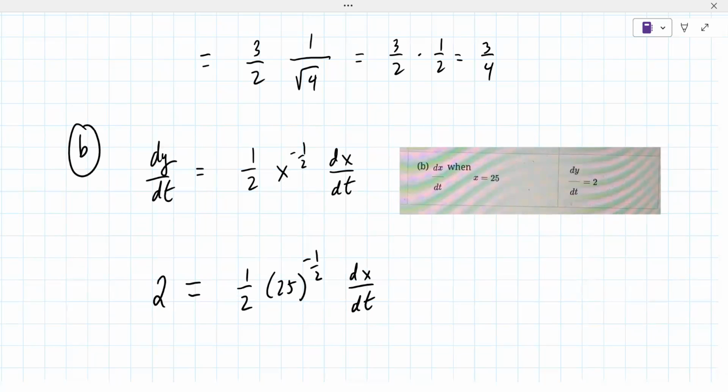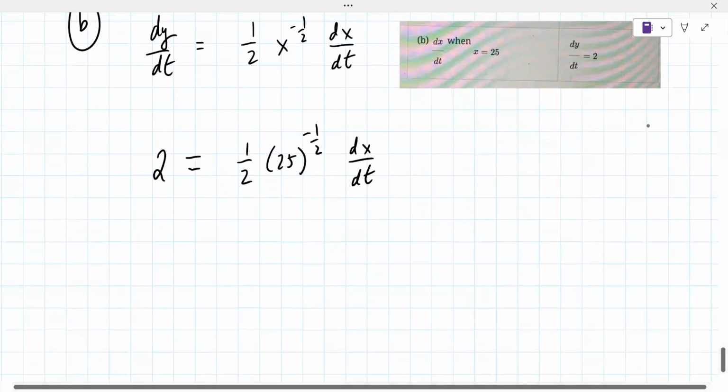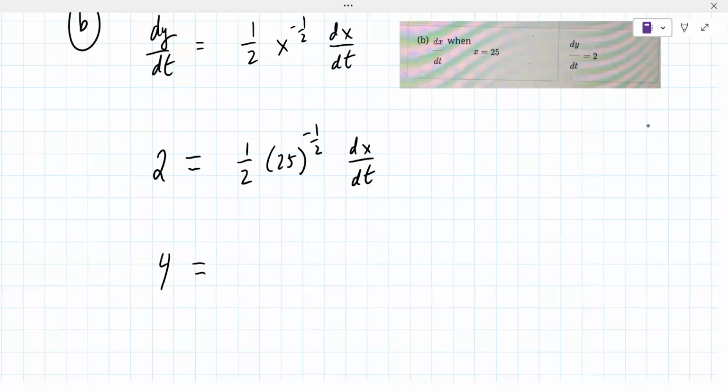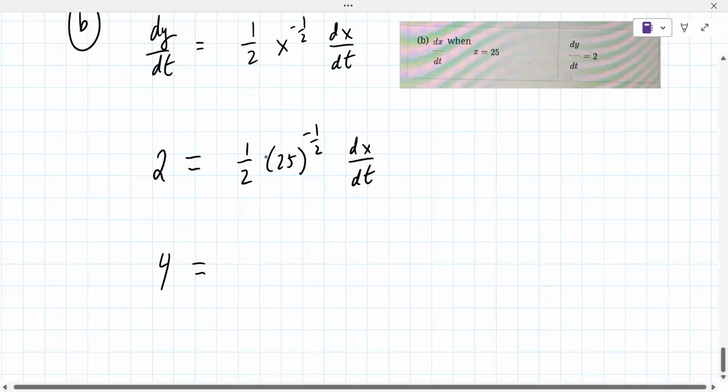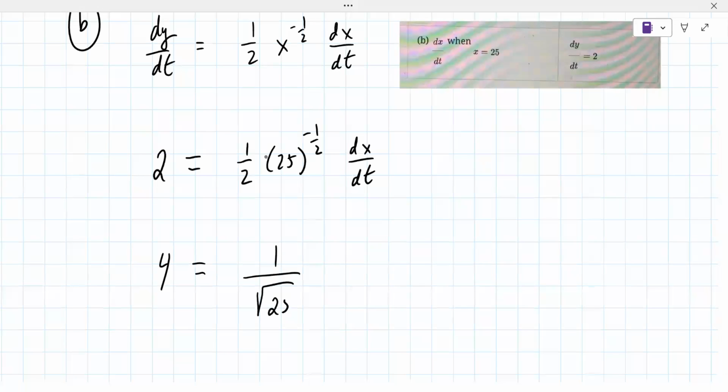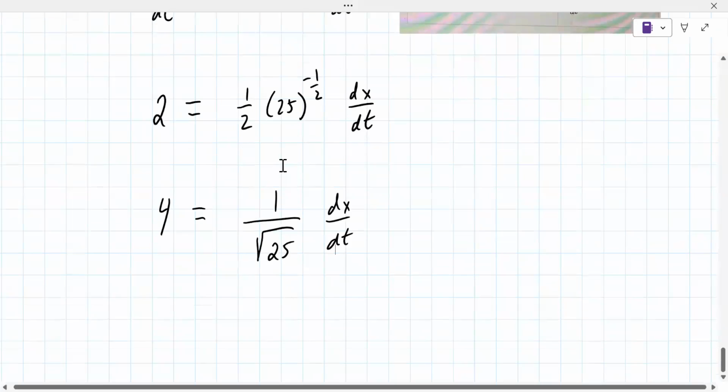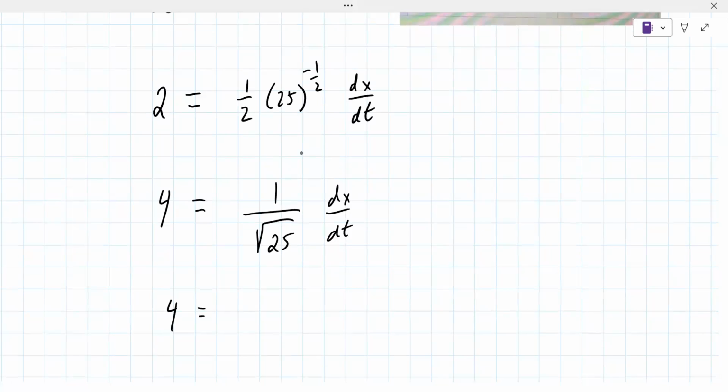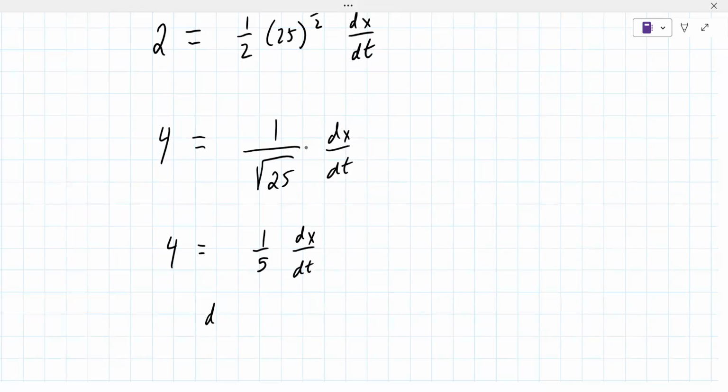So this becomes 4 equals, because you multiply both sides by 2 to get rid of the 1/2, 1 over the square root of 25 times dx/dt. So then this is 1/5, 4 equals 1/5 dx/dt. Multiply by 5. So dx/dt equals 20.